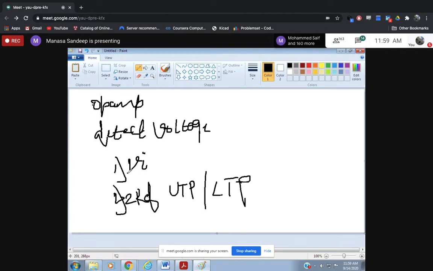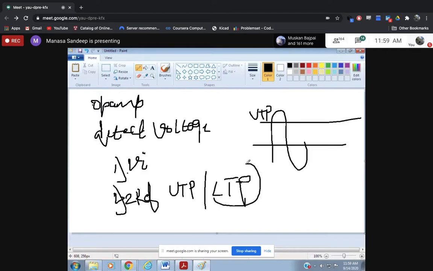Okay, so what is this UTP? Upper trip point. If this is your input, then UTP is what you can take here, which comes first in your signal. What is LTP? LTP is the lower trip point. That could be on the positive side or on the negative side. So this could be LTP, one possibility, or LTP could be here.